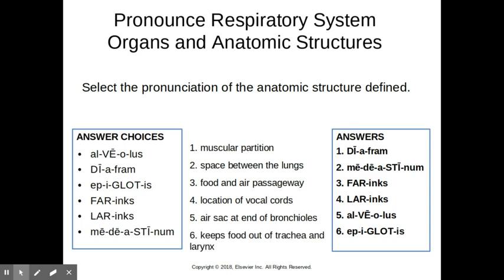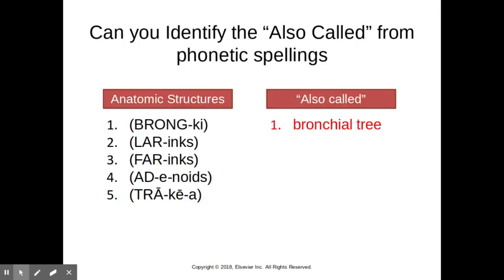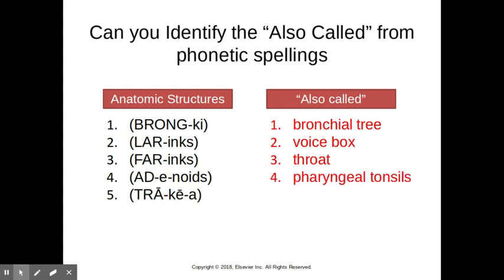Keeps food out of the trachea and larynx: so when you get food or water in your windpipe, that means the epiglottis did not do its job. The bronchi is the bronchial tree. Larynx is also called the voice box. Pharynx is also called the throat. Adenoids are the tonsils. Trachea is also called the windpipe.